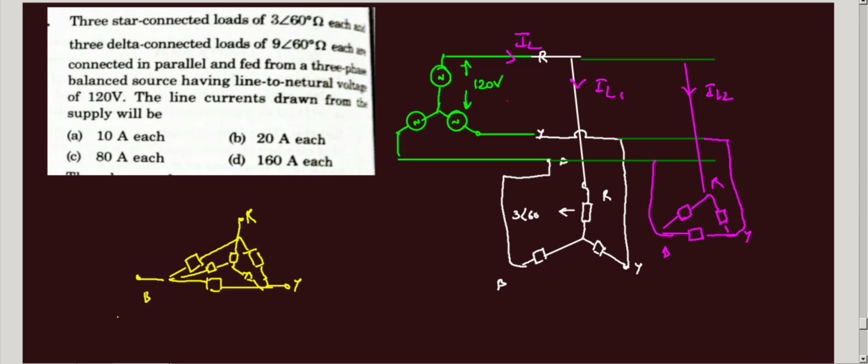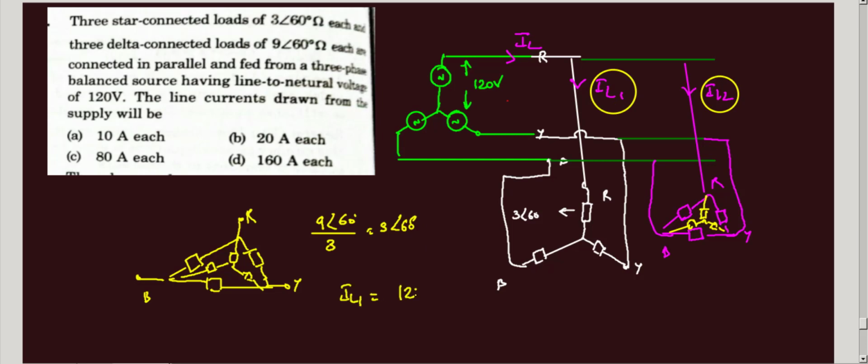Okay, wow. So whenever 9 at an angle 60 is converted from delta to star, it is reduced by 3, to 3 at an angle 60 degrees. Now the phase looks like this. Now line current equals phase current. So IL1 equals V phase, V phase is 120 by 3 at an angle 60. IL2 equals V phase by the same, 120 by 3 at an angle 60.